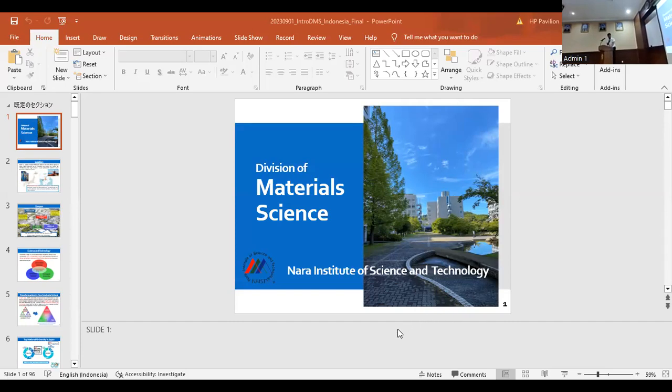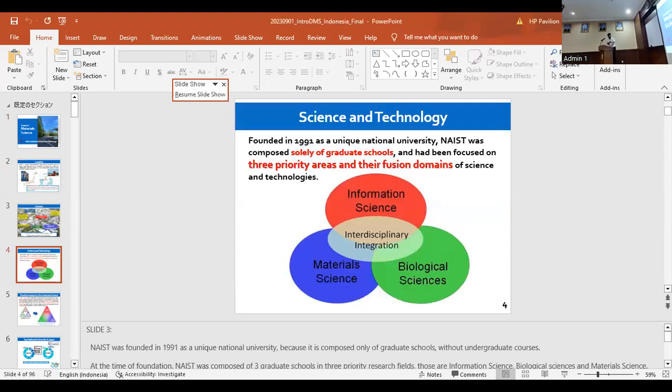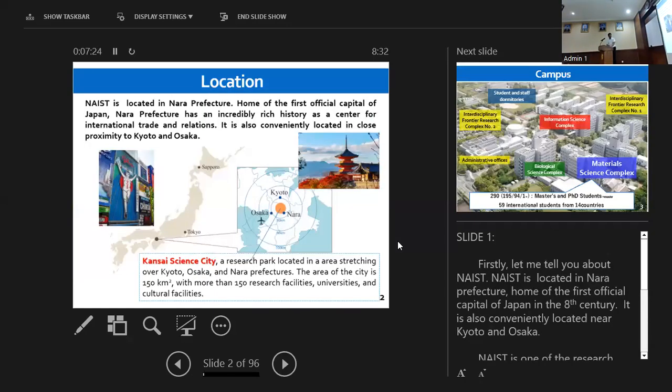Okay, now it's working. NAIST is located in Nara Prefecture. If you're not familiar with the geography of Japan, Nara is in the middle of Osaka and Kyoto, and NAIST is here between these three major cities. So if you join NAIST, you can enjoy sightseeing in both Osaka and Kyoto.